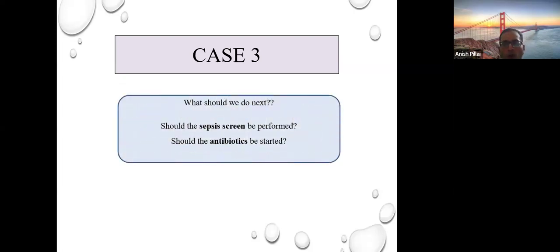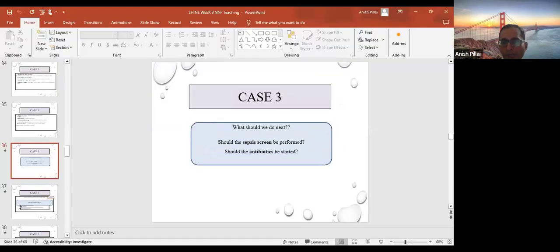So again, what do you want to do next? Should we do a sepsis screen? Should we start antibiotics? This is becoming more interesting. So somebody please type now what do you want to do for this baby. This is a 31 weeker, 1399 grams baby. So who wants to send a culture? Who wants to send a sepsis screen? Please type in the chat box. Who wants to monitor? Who would like to start feeds? Any thoughts?